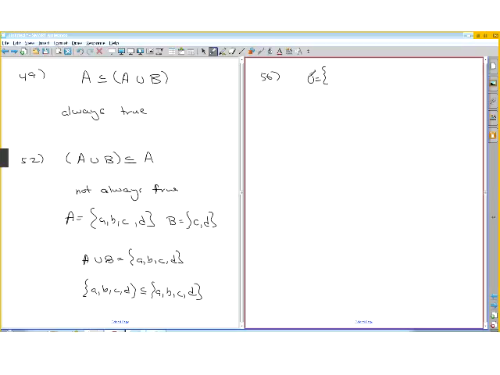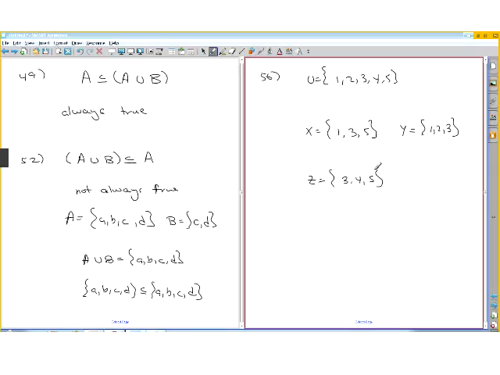So the universal set is 1, 2, 3, 4, 5. X is a subset of that, which is 1, 3, and 5. Y is another subset, which is 1, 2, 3. And Z is another subset, which is 3, 4, and 5.